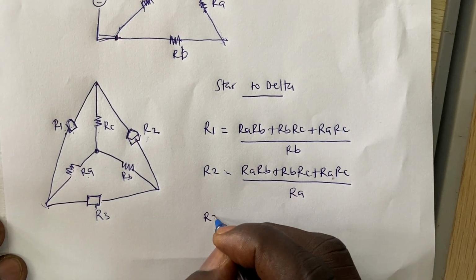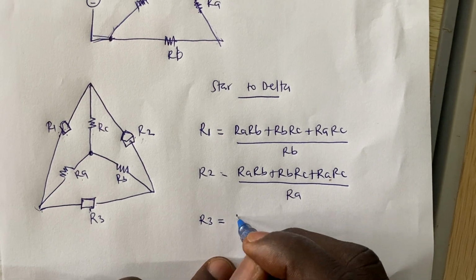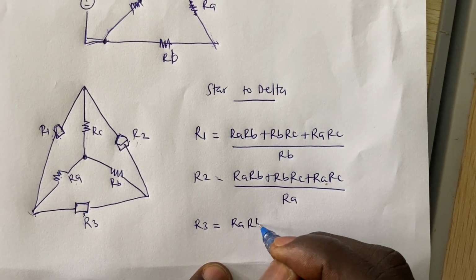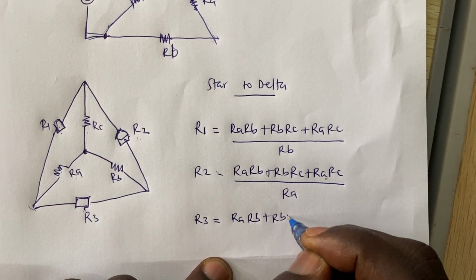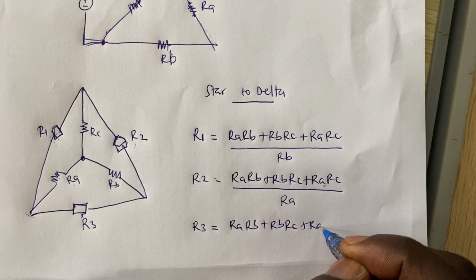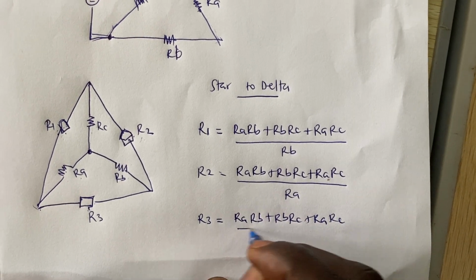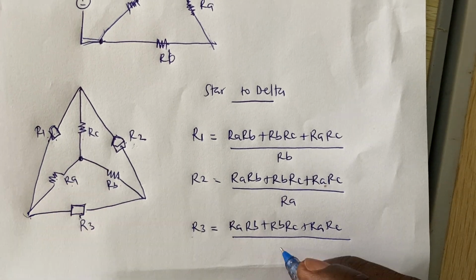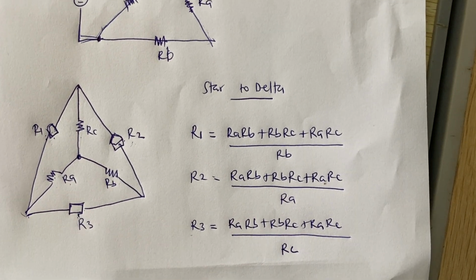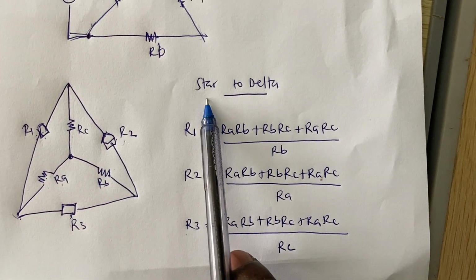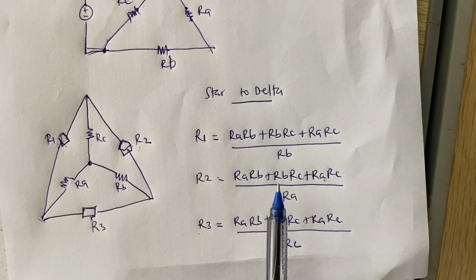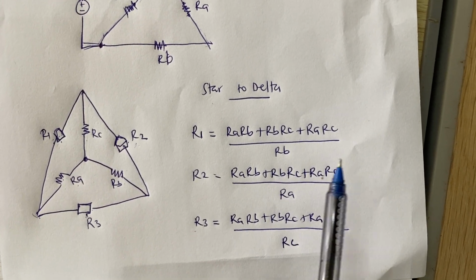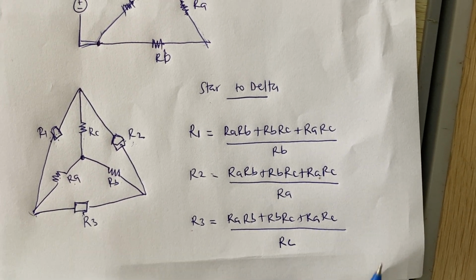And in that same way, when we are finding R3, we maintain our numerator, and then we divide it by the element that is opposite to R3, which is the RC, right? And this is how we convert from star to delta, right? So we are going to look at an example of converting from star to delta, and after that we look at a complete circuit, right?